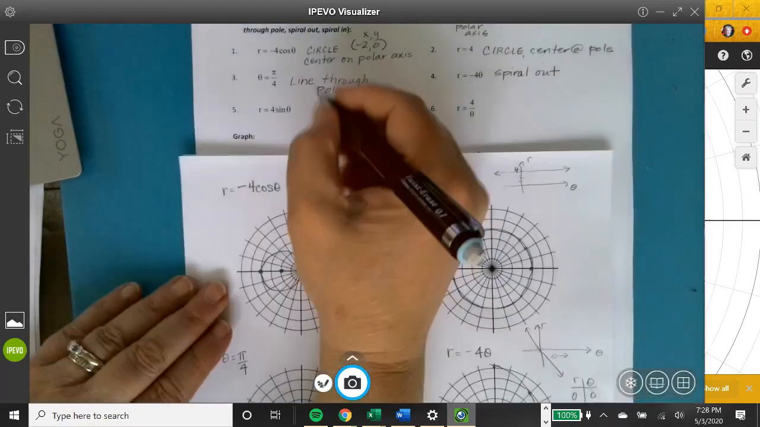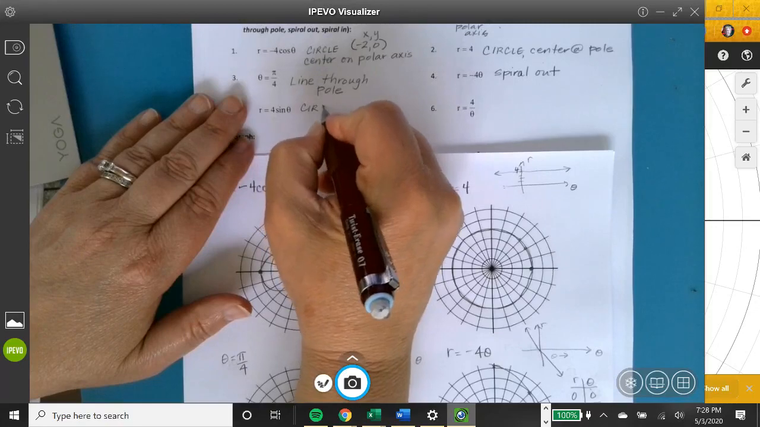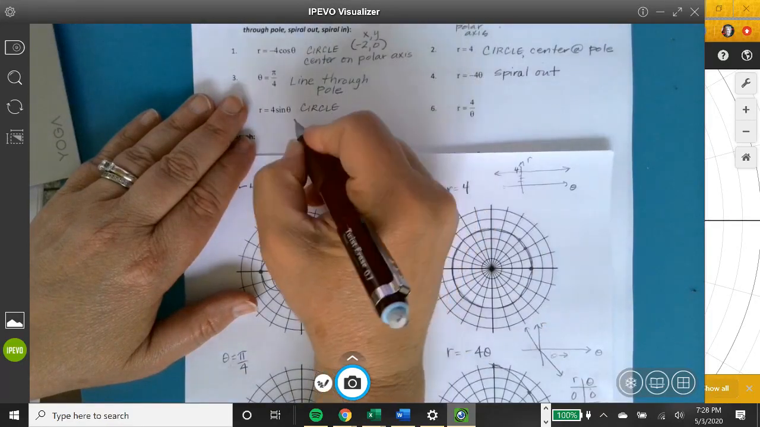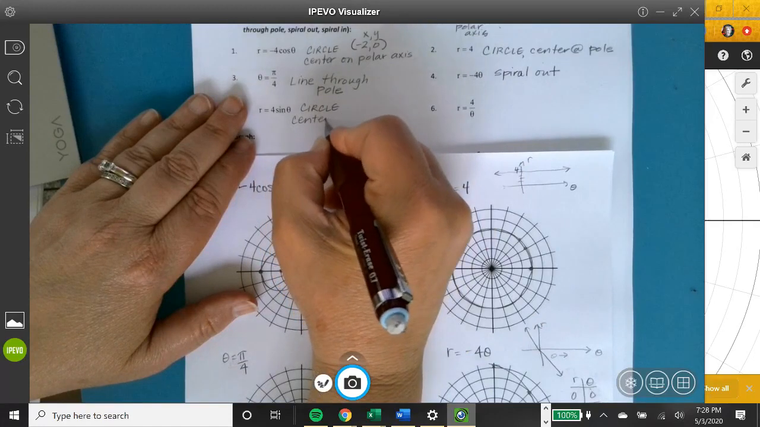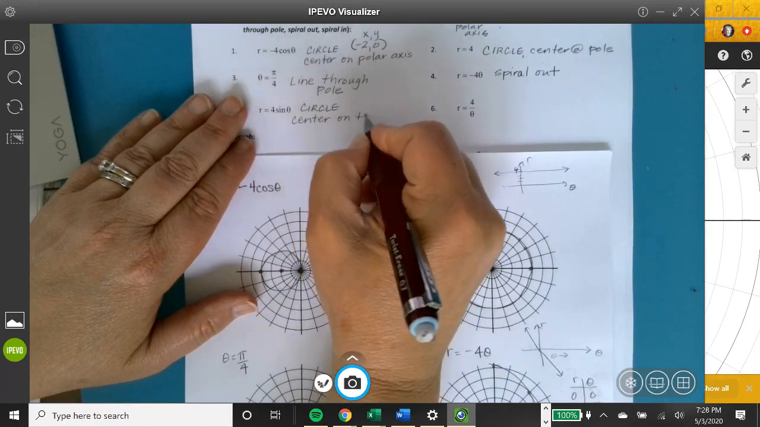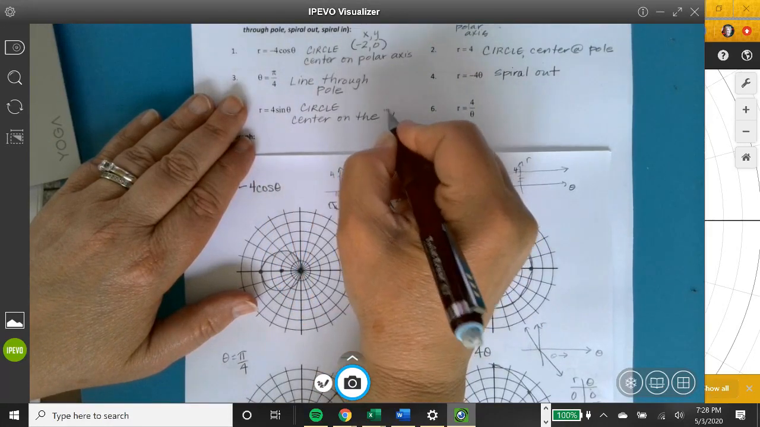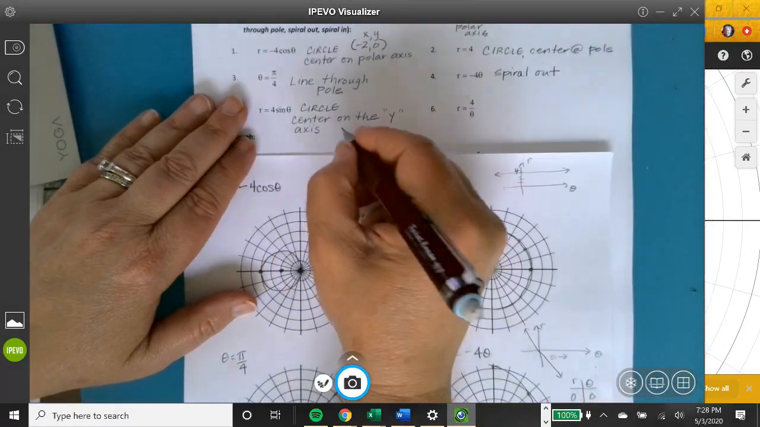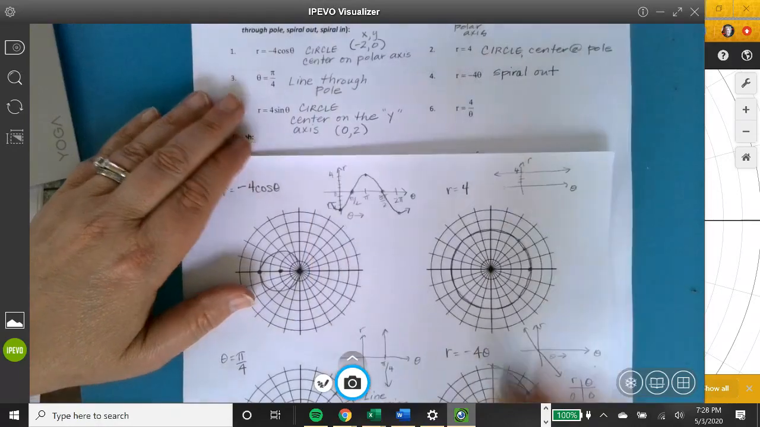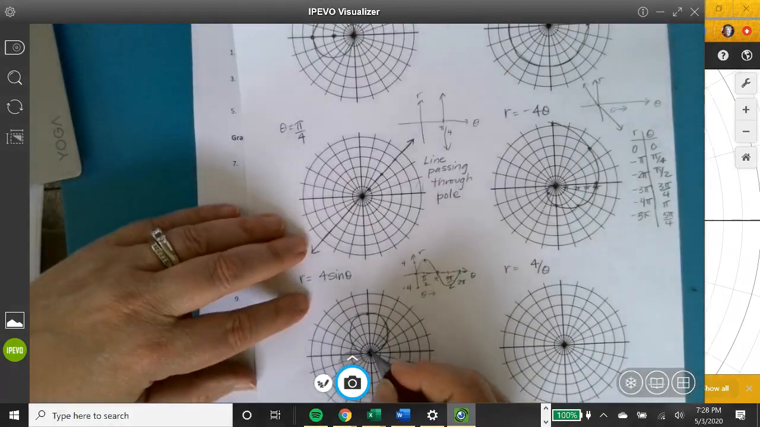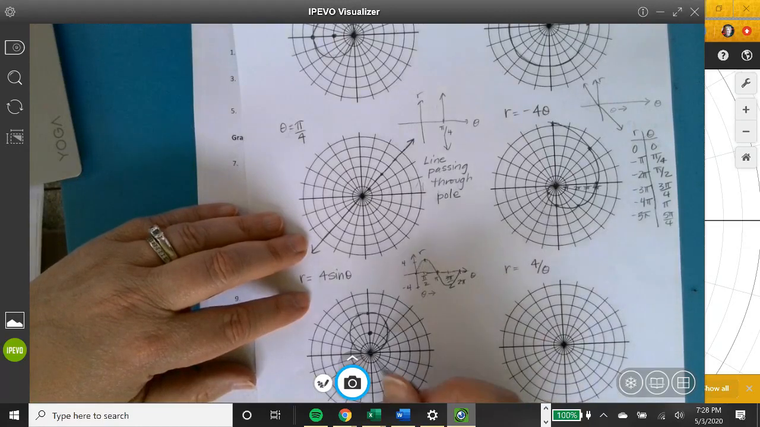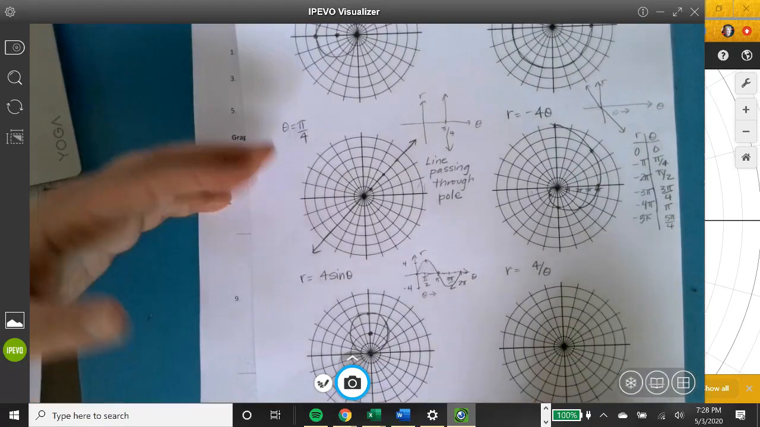All right, so we're going to say this is a circle. Sorry, let's finish our thoughts here. A circle, and it's got a center on the, I'm going to use y-axis for lack of a better phrase. It's on the center on the y-axis. It's actually 0, 2 in rectangular form. In polar form, it would be 2, pi over 2. That would be the center.